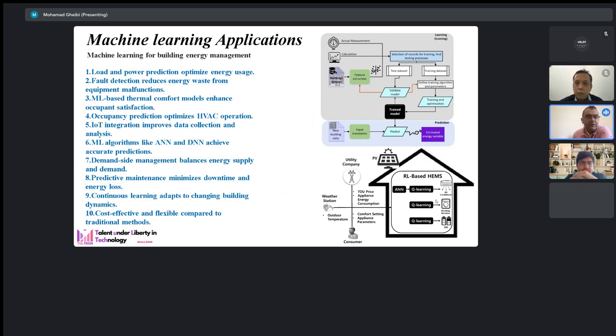We also need to focus on predictive maintenance to minimize downtime and energy loss, because it's very important to check periodically which part of the houses consumes more energy. Machine learning can help with that, and continuous learning adapts to changing building dynamics. And in the end, it is very important that it is cost-effective and flexible compared to traditional methods.